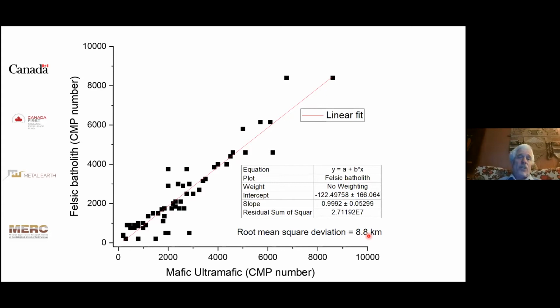For the sample that I don't expect a good agreement, the mafic, ultramafic locations and the associated felsic batholiths, or the nearby felsic batholiths, show a lot of scatter, 8.8 kilometers in that case. So that's the sort of scatter we would expect if it was random, because felsic batholiths and ultramafics aren't necessarily going to be associated with each other in any coherent way. So anything that's got an RMS deviation that's lower than 8.8, like the previous two examples I showed you, is probably not random.